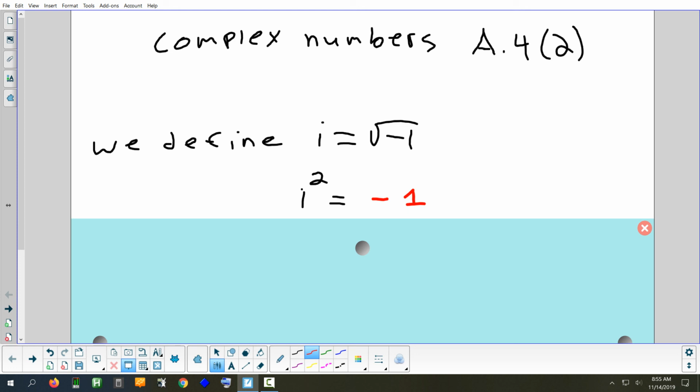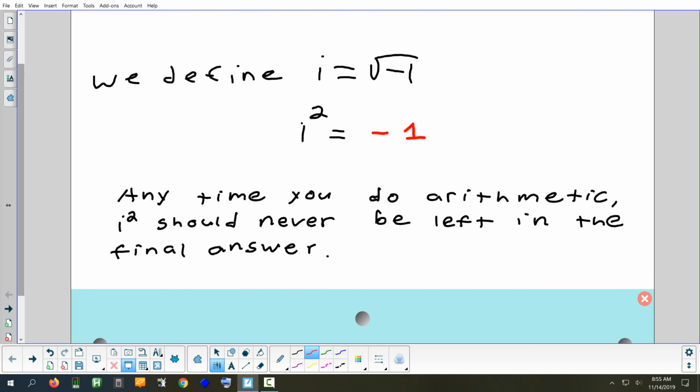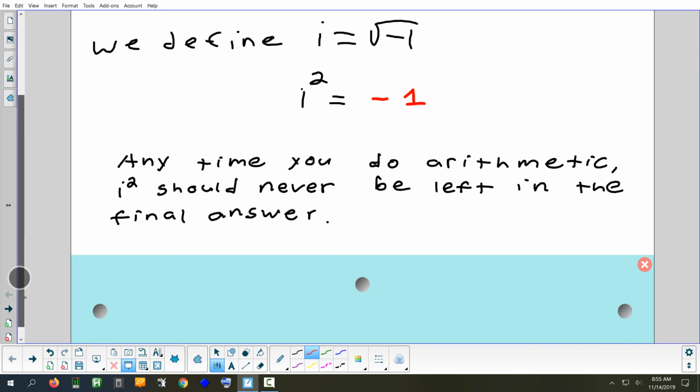So anytime you see a problem with i squared in the final answer, you're not done. Don't leave i squared in the final answer. On the test, there'll be multiple choice questions, and i squared will be some of the choices. You can just cross that choice out right away. It's wrong. Don't leave i squared in the final answer.